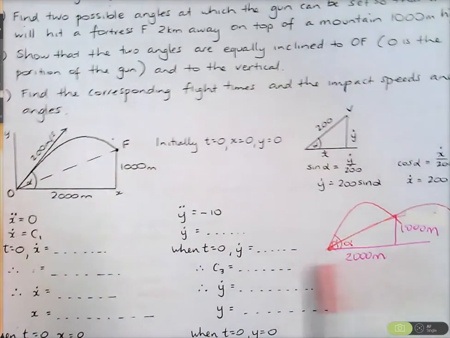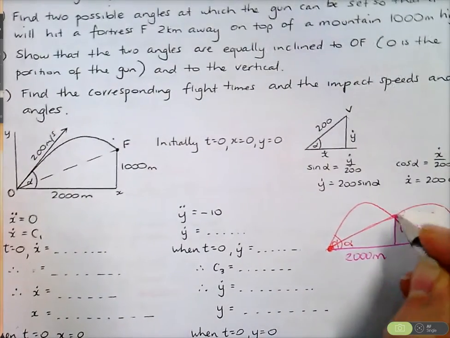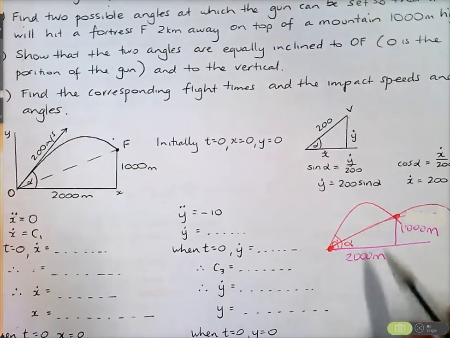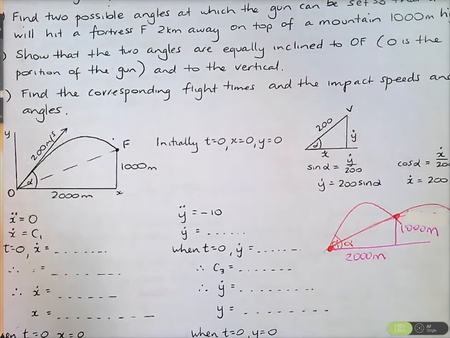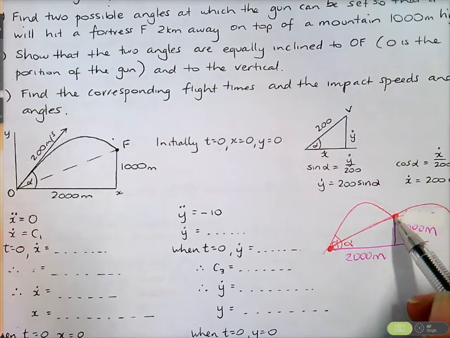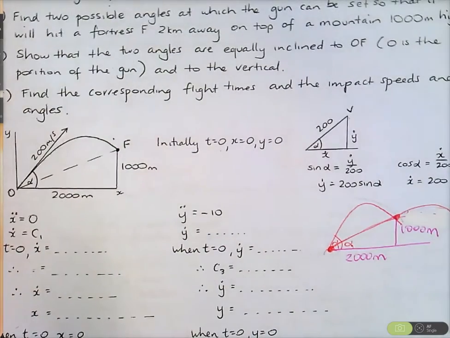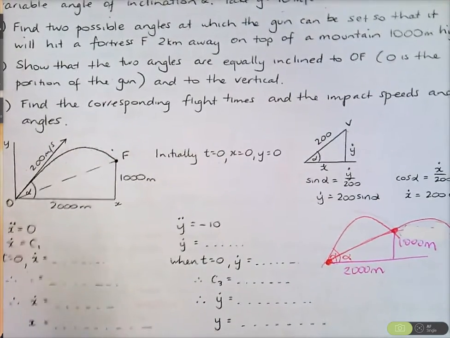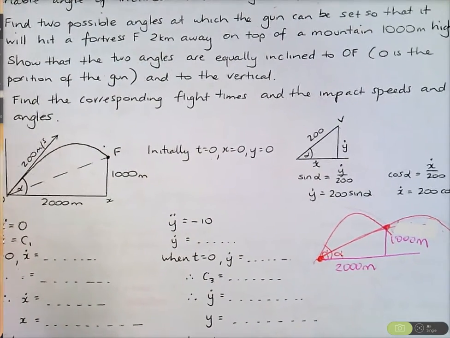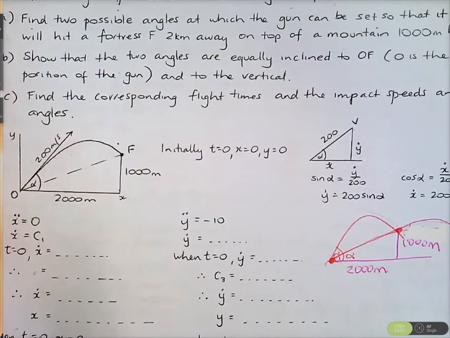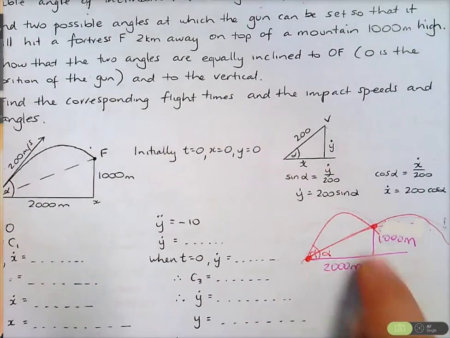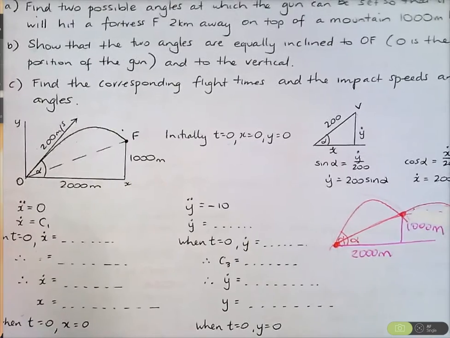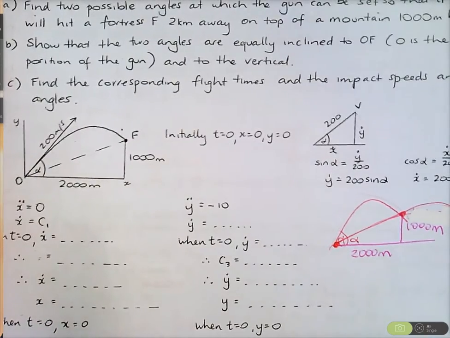Girls, all right, we're shooting something with a gun from here. We're trying to hit this target here. You're either going to hit it on the way up or you're going to hit it on the way down, okay? They're the 2 possible angles. So it says, find 2 possible angles at which the gun can be set so that it will hit the fortress 2 kilometers away on top of a mountain, okay? And then, all right, let's look at the first one.